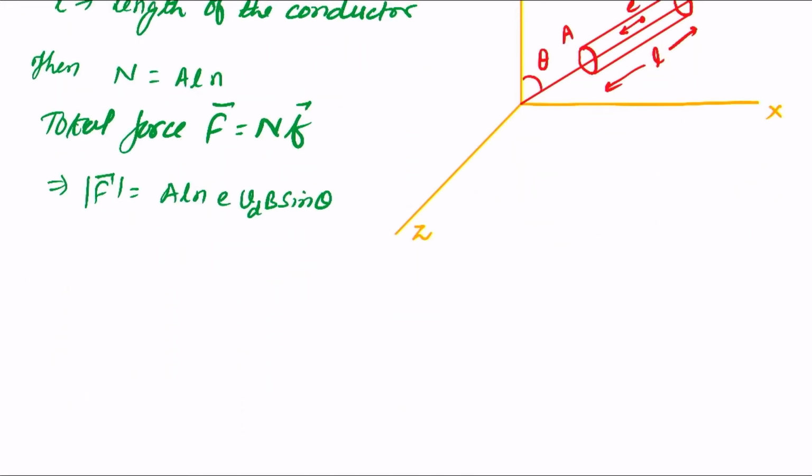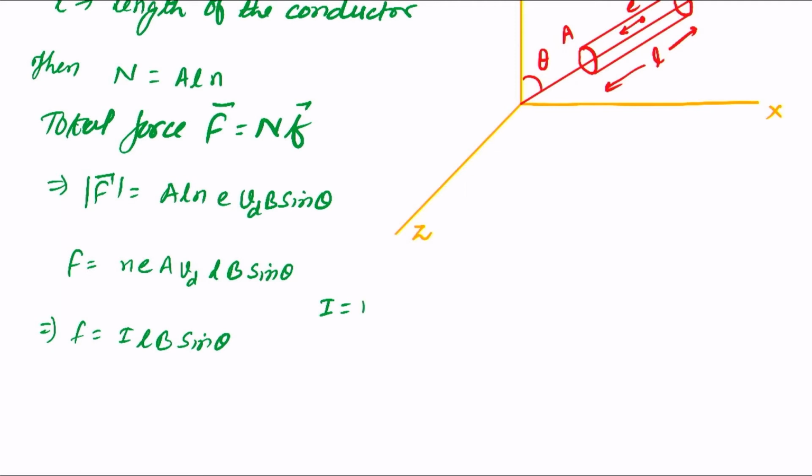Then we can write that this F will be equal to N E A V D L B sine theta. And I think this part we have completed earlier, and this is known as current. So we can write this force I L B sine theta as we have done earlier, that is N E A V D, that is equal to current. We discussed this in second unit.